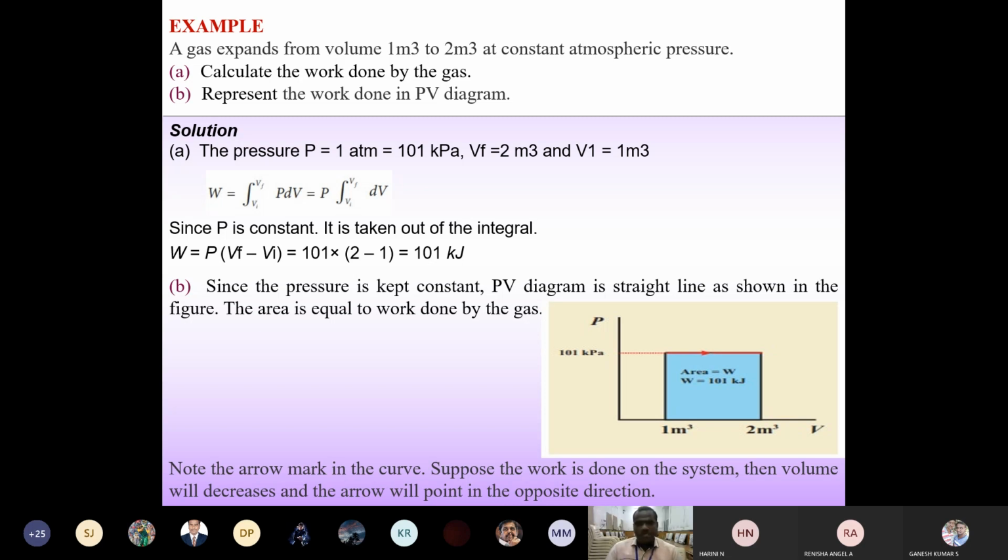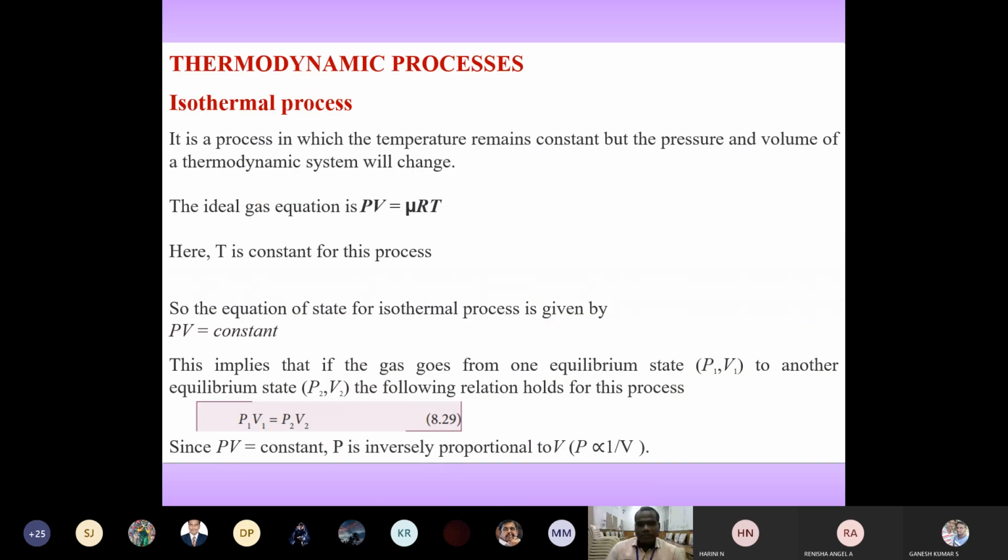So this is the equation. This is the application of the formula of W. In this way, we can calculate the work done of a system, of a process. Right. In the next classes we can discuss in detail the thermodynamic processes. Just in brief, we know what a thermodynamic process is. Then in the upcoming classes, we will discuss the thermodynamic processes in detail.